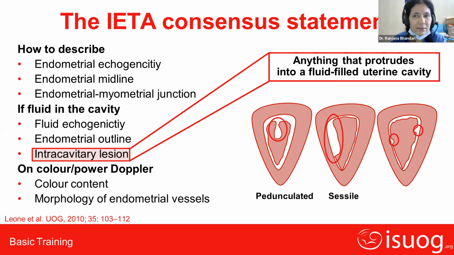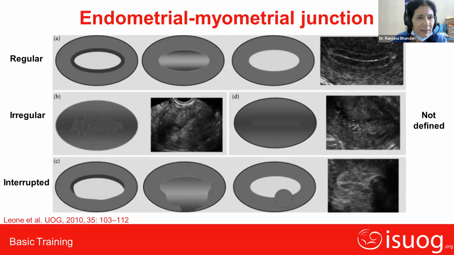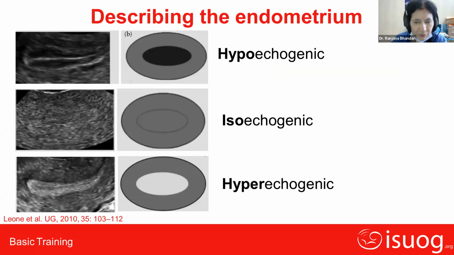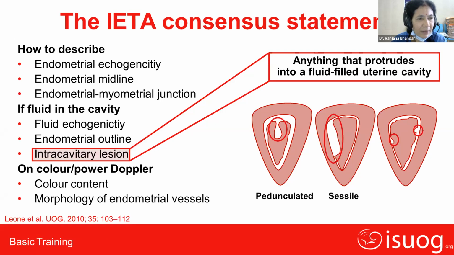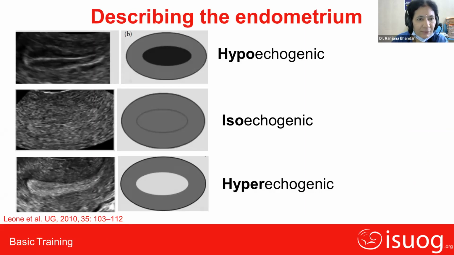Therefore, the IETA consensus has given a statement in which we will describe endometrial echogenicity as hypoechogenic, isoechogenic, and hyperechoic. They should describe the endometrial midline. I will show it in this. See, this is the endometrial midline. The endometrial midline is either regular or interrupted. Interrupted when there is some polyp or some SOL within the endometrial cavity, then it gets interrupted. Always remember, this is the midline. This whole is the echogenicity, and this is the endometrial myometrial junction.